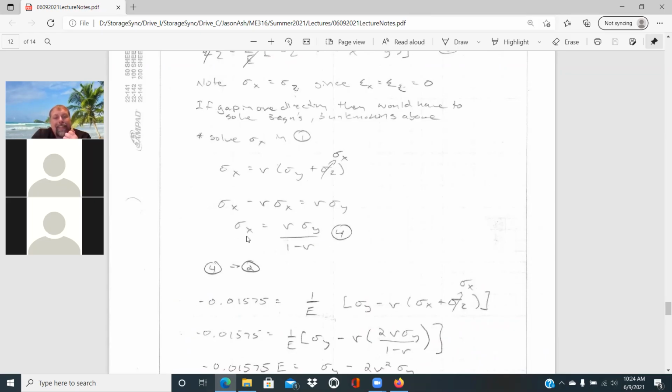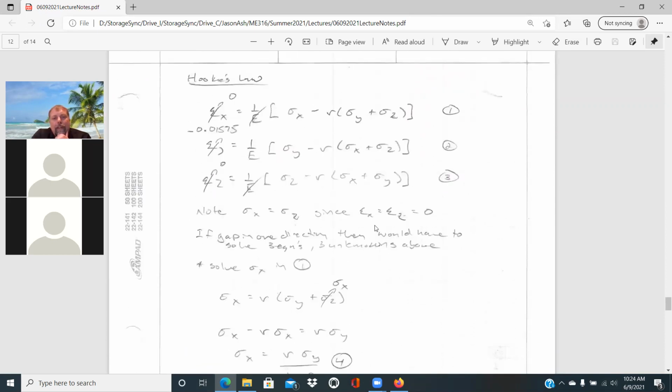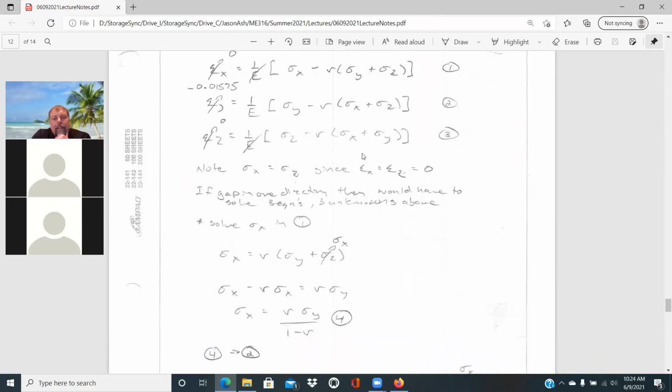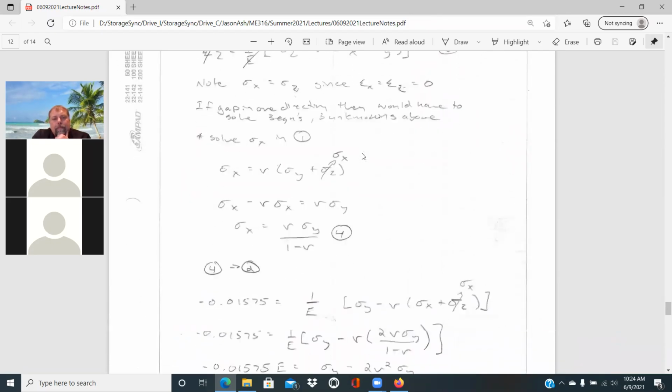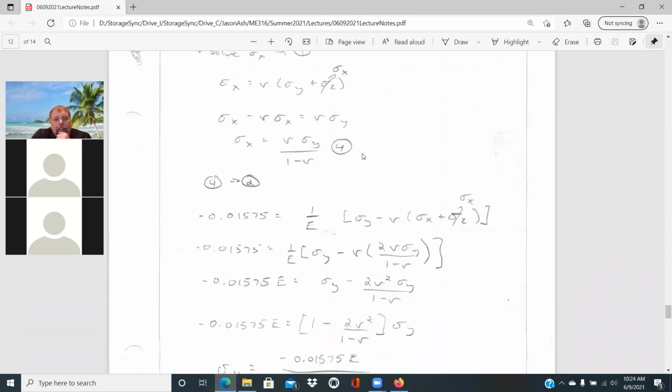You can state the same thing: sigma z is going to be equal to nu sigma y over 1 minus nu. With that, now we can put equation 4 into equation 2 for each of those terms, sigma x and sigma z. And so we have the strain in the y direction: sigma y minus nu times sigma x plus sigma z, which again is sigma x. Making that substitution and multiplying it by 2, since we have two terms, we'd have 2 nu sigma y over 1 minus nu.